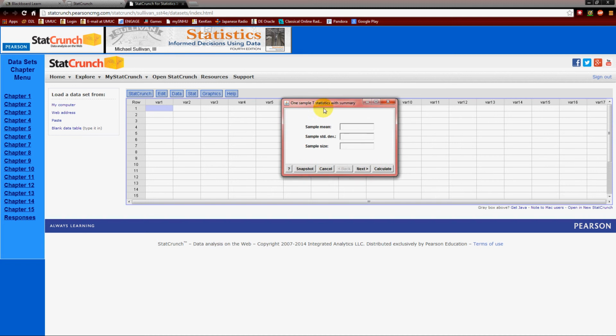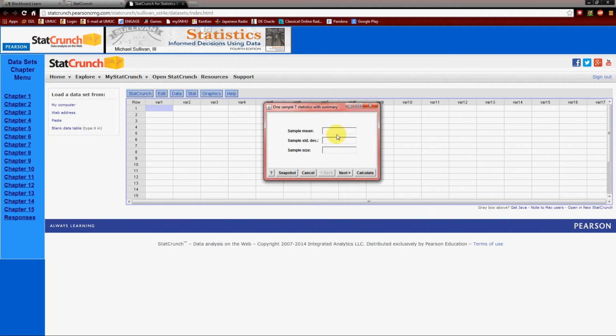Click on that. This window pops up. Space for X bar, S, and N. Just plug in the information. 14.41 centimeters. Sample standard deviation was 0.2 centimeters, and the sample size was 30. Next.